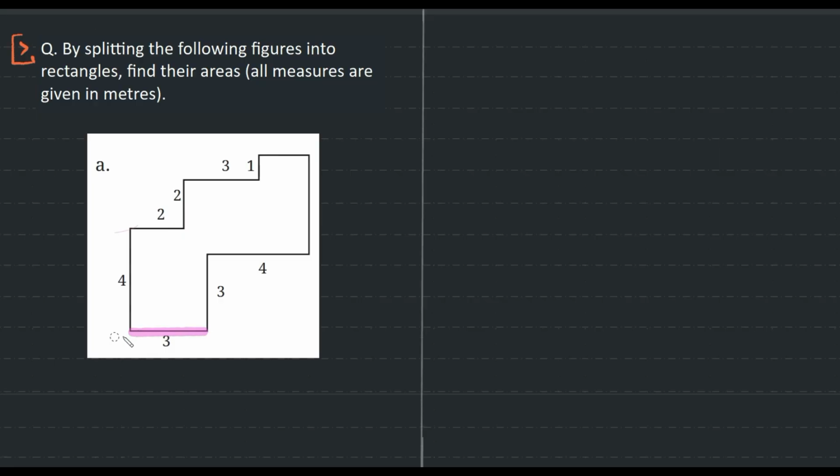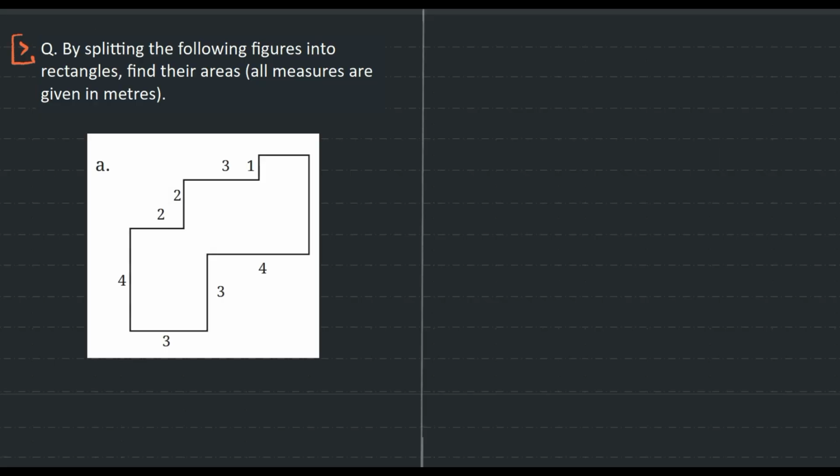this side measures 3 meters. This side measures 3 meters. This side measures 4 meters. Okay. This length measures 1 meter. This measures, can you guess? Yes, 2. This length measures 2. This length measures 4. This length measures 3. This length measures 1. So this is how you read the diagram.